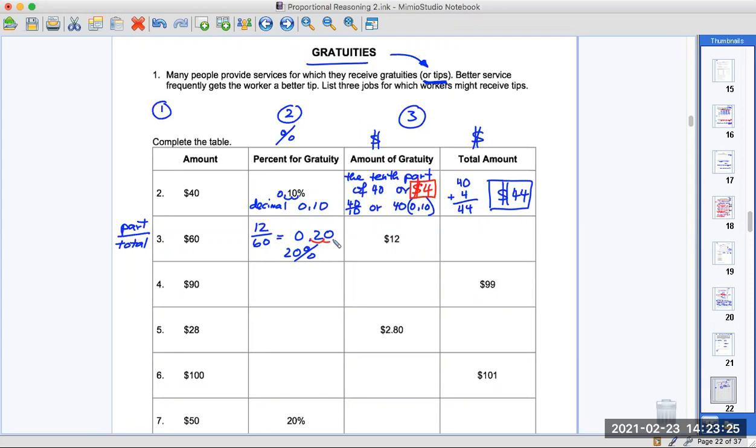So you move your decimal 2 spaces. It's always 2 spaces because the 100 has 2 zeros. And so it's either to the left or to the right. The way you're going to learn is by practicing.